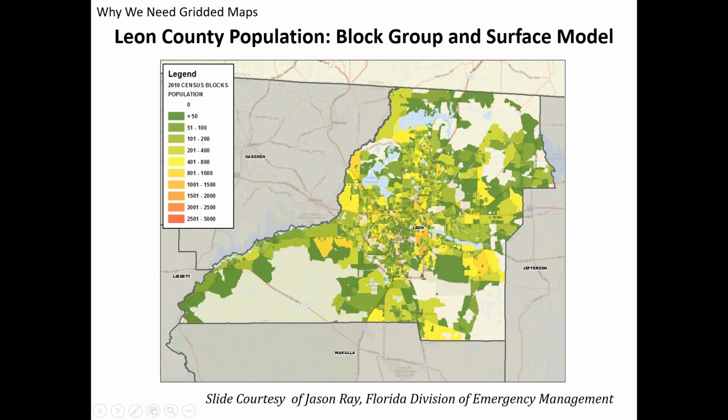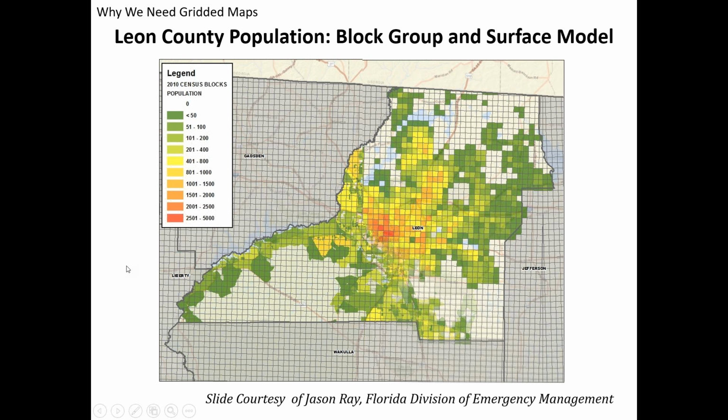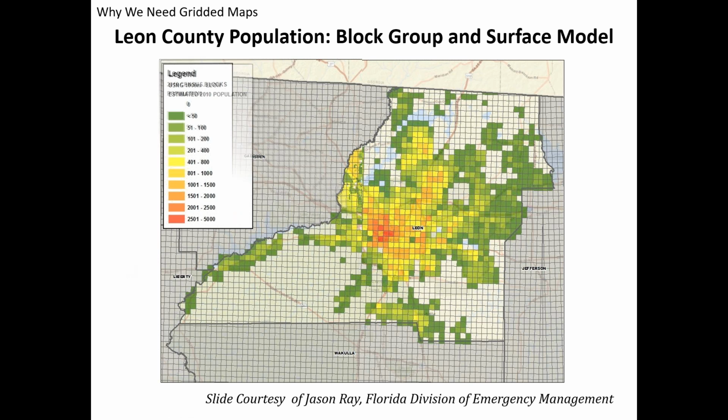So this is a population data map provided by the Division of Emergency Management. And as you can see, this is another example where data patterns are hidden. So we're going to apply a grid, and then we apply the data, and now suddenly you can see what you couldn't see before.